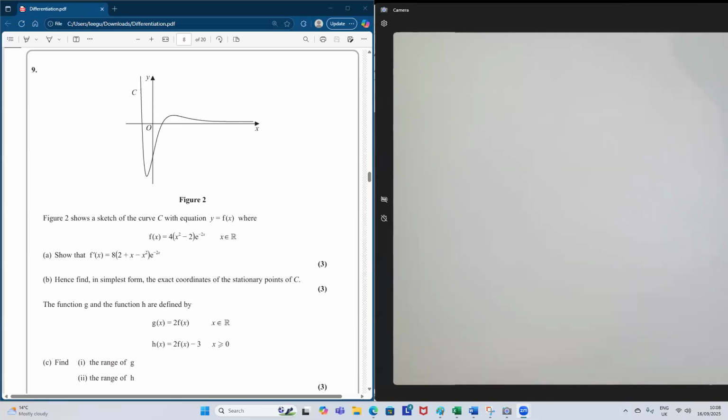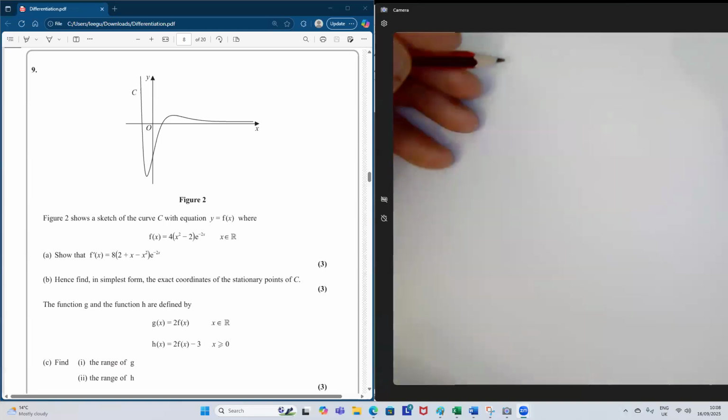It says figure 2 shows the sketch of a curve C with the equation y equals f of x, where f of x is equal to (4x squared minus 2) e to the minus 2x, and it's valid for x as a member of the set of all real numbers. Show that f dashed of x is equal to 8(2 plus x minus x squared) e to the minus 2x for 3 marks. So again, this is going to be an application of the product rule, okay?